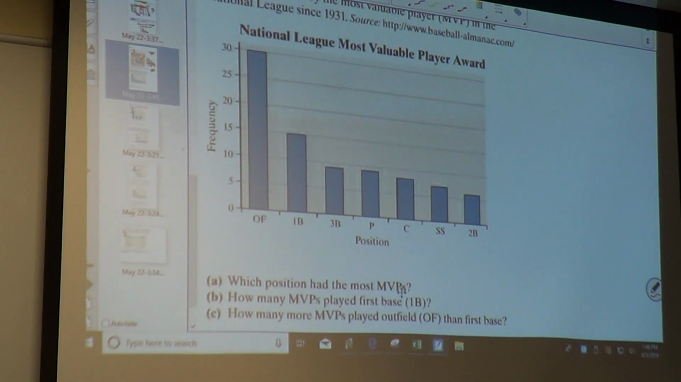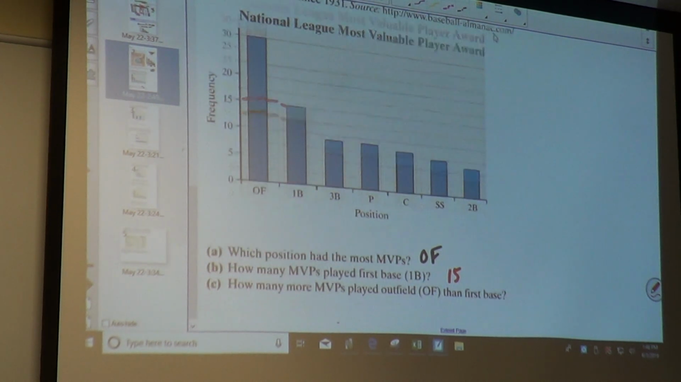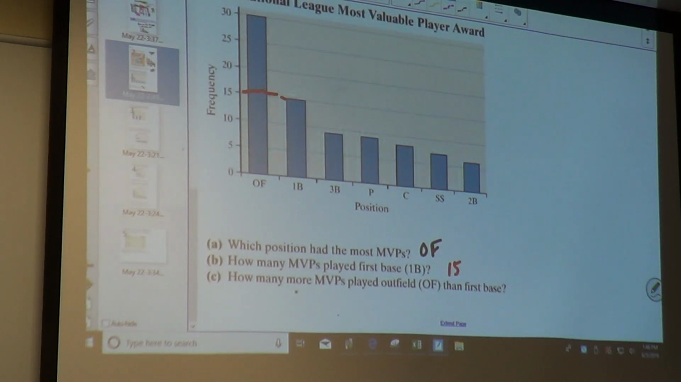All right, which position had the most MVPs? Outfielders, because it's the tallest. How many MVPs played first base? 15. How many more played outfield than first base? What does more mean we need to do? Subtract. So we're going to do outfielders minus first base. How many outfielders are there? Minus how many first base? 15.